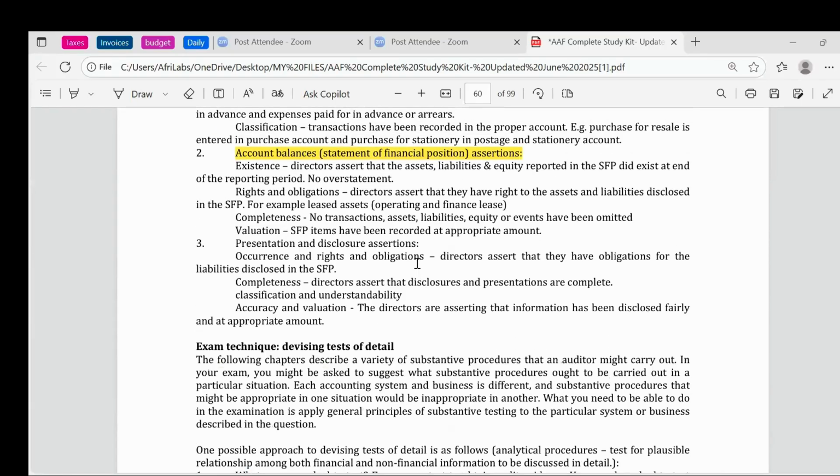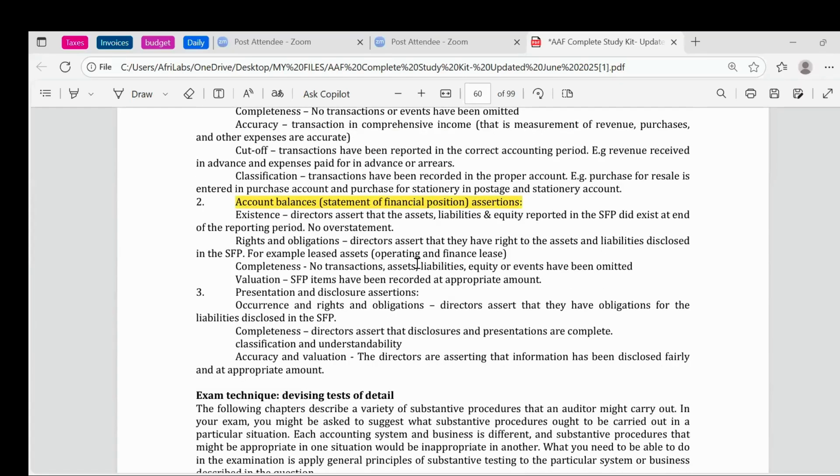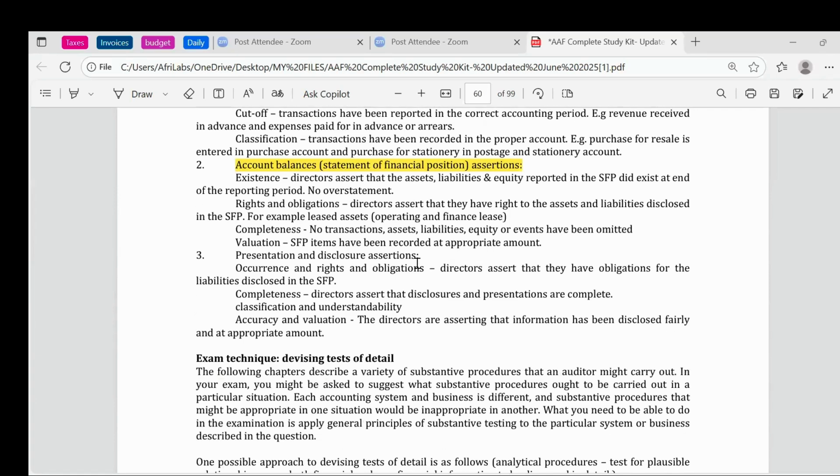So like I was telling you, the following chapters will now be describing various types of substantive procedures that the auditor may carry out. So I'm reading this. In your exam, you might be asked to suggest what substantive procedures ought to be carried out in a particular situation. Each accounting system and business is different, and the substantive procedures that will apply in one situation may be inappropriate for another. Like now, can you apply the same assertion for revenue for assets? Can you? No, no, no. So definitely the substantive procedures might be inappropriate from one situation to another.